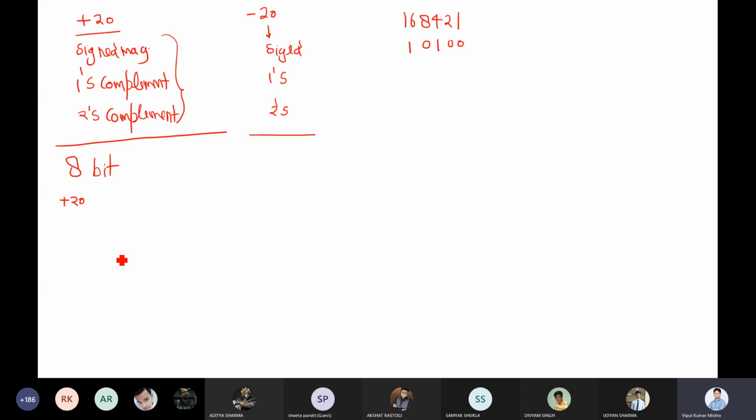Please mute yourself. If you have any doubt, then only unmute. 1 0 1 0 0. Now I want to complete 8 bits. Currently we have 5 bits, so let me add 3 more bits so that it becomes an 8-bit number. This is representing plus 20, in any of these methods, whether sign bit, ones complement or twos complement.